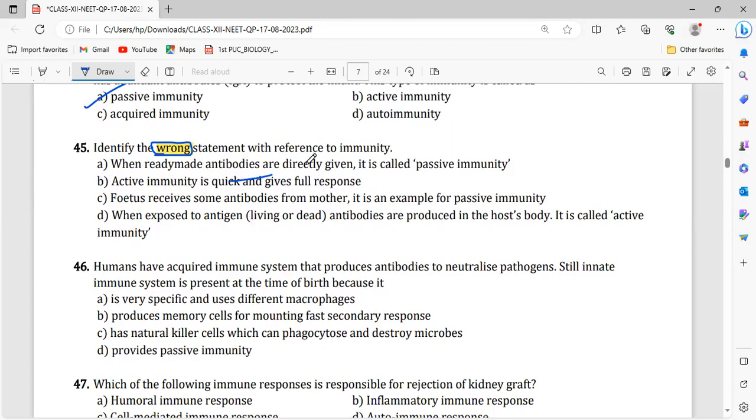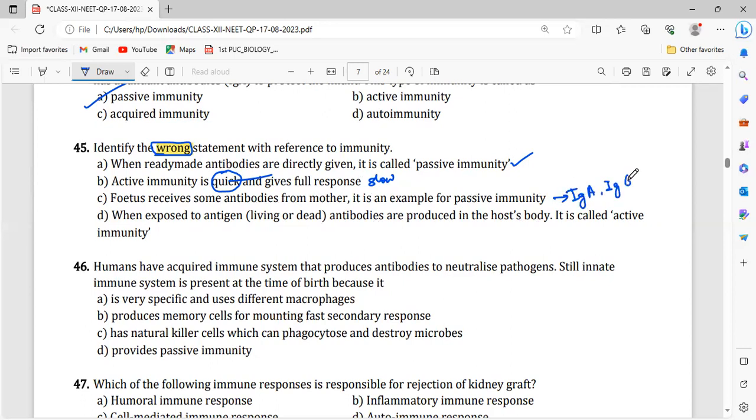When ready-made antibodies are directly given, it is called passive immunity, which is correct. Active immunity is quick and gives full response. Active immunity means there is direct exposure to the antigens, so it is not quick. It will take some time for the production of antibodies, so it is slow. Then, the fetus receives some antibodies from the mother, yes, and it is passive immunity. The previous question is the example.